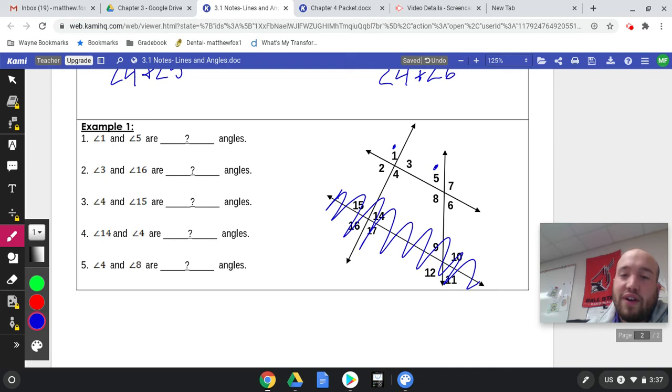So 1 and 5. They are both compared to the intersection. Well, first you can check, are they both on the inside? If these two lines crash together, 5's on the inside, but 1's on the outside. So it can't be any of the interior or exterior. Instead, it's going to be corresponding. You see that's up to the left, up to the left. So this first blank would be corresponding.